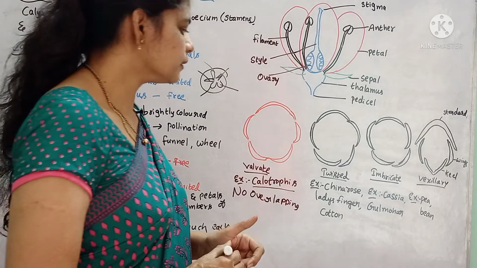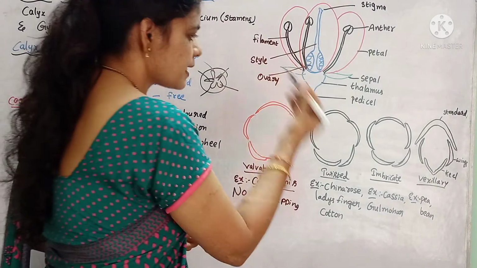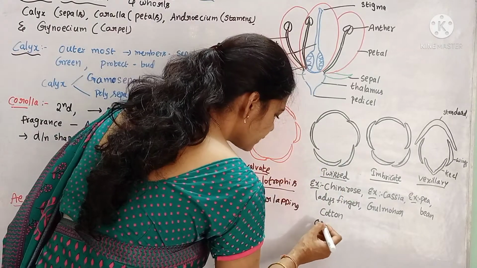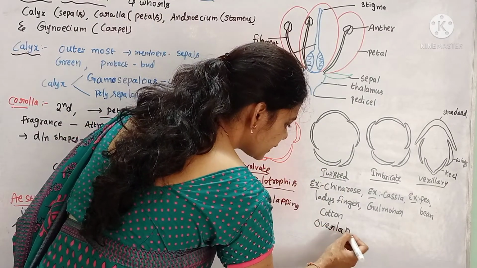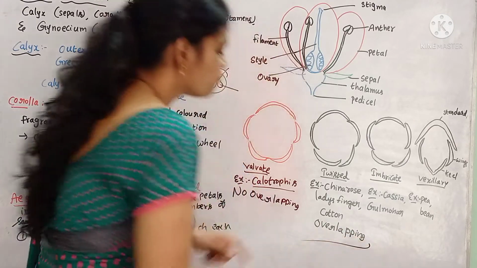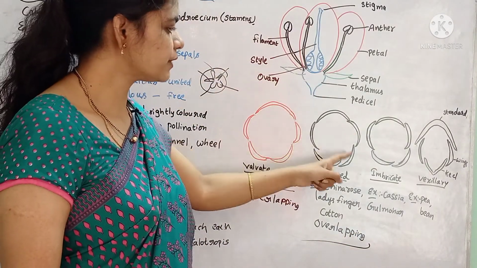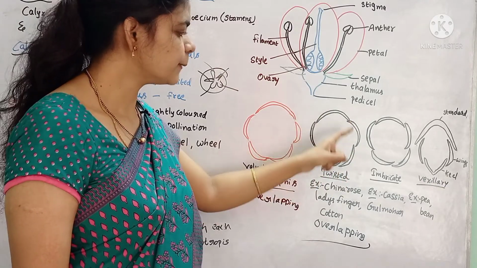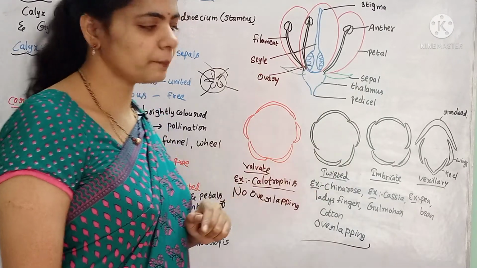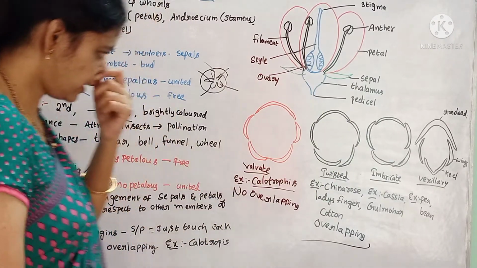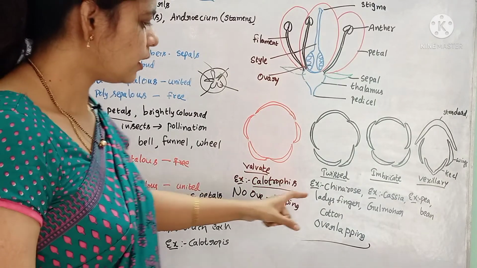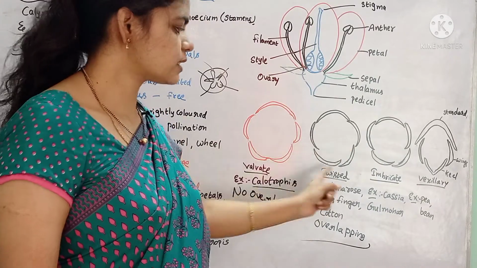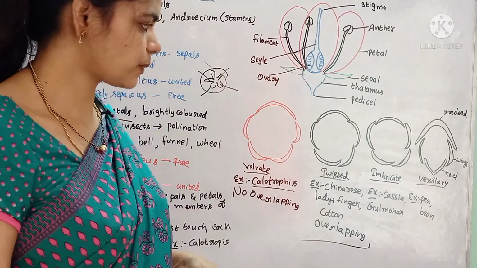In this twisted aestivation, these sepals or petals will overlap with each other. So here overlapping is seen. Here see this, this overlapping this, this overlapping the other, like this, one another. They are overlapping the adjacent members of the whorl. This type of arrangement is called twisted aestivation, and this is seen in China rose, lady's finger, and cotton. In this, twisted aestivation of sepals or petals takes place.